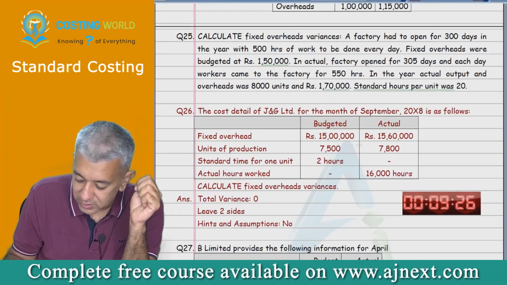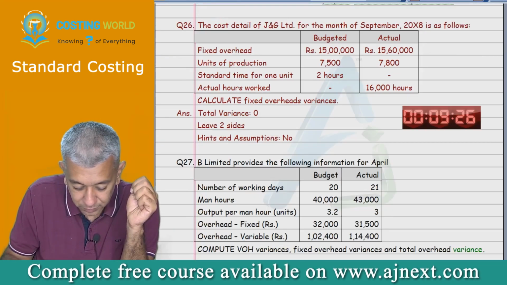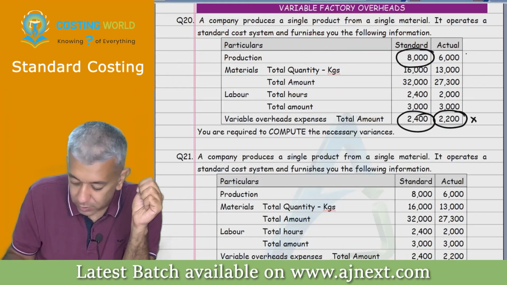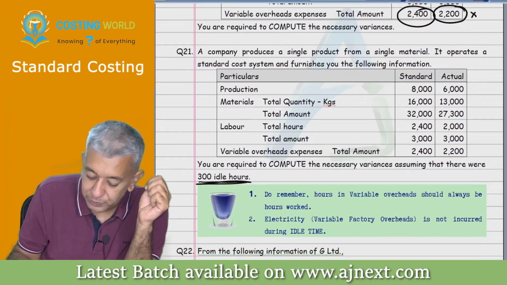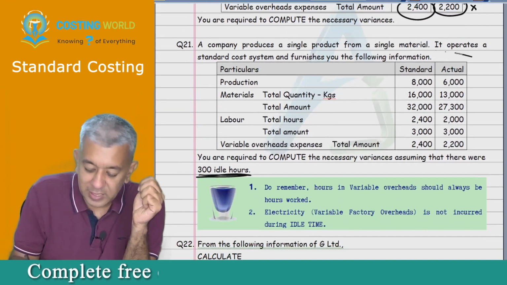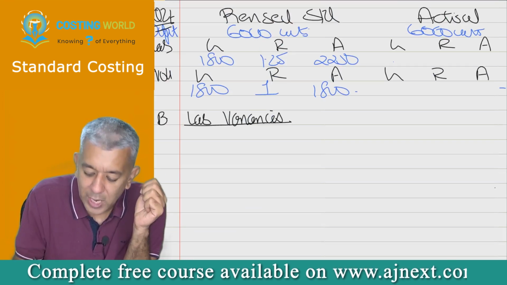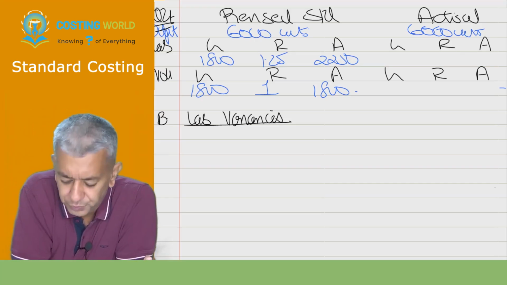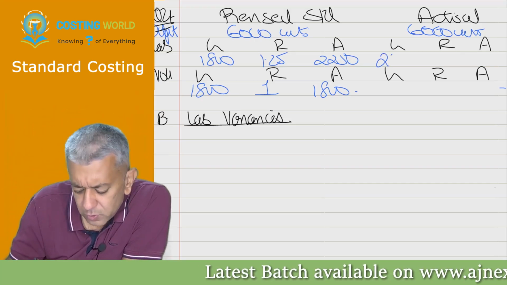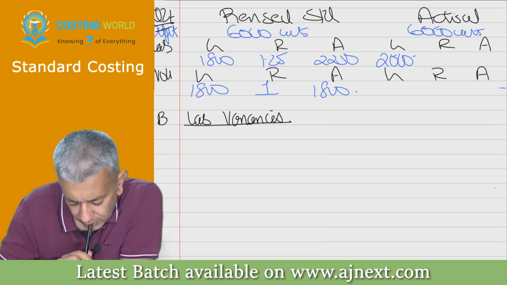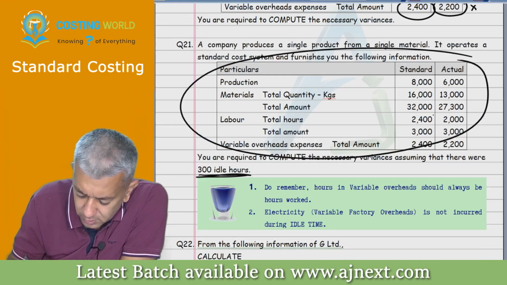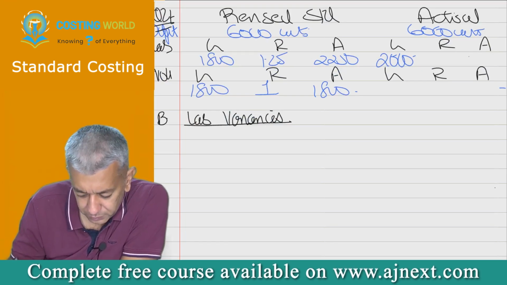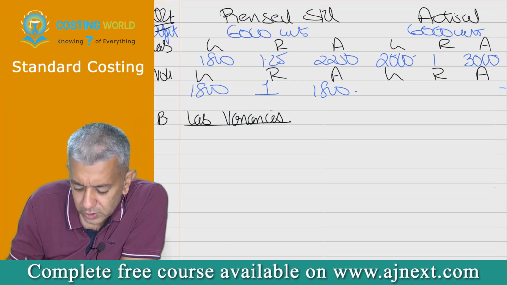So this is the question, question number 21. Now, see this particular data and tell me how much I should write down over here. How much actual labor hours should I write down? 2000 only, obviously. Actual labor is this particular thing only, your labor hours. Tell me how much is the actual amount? 3000. So this will remain the same only.